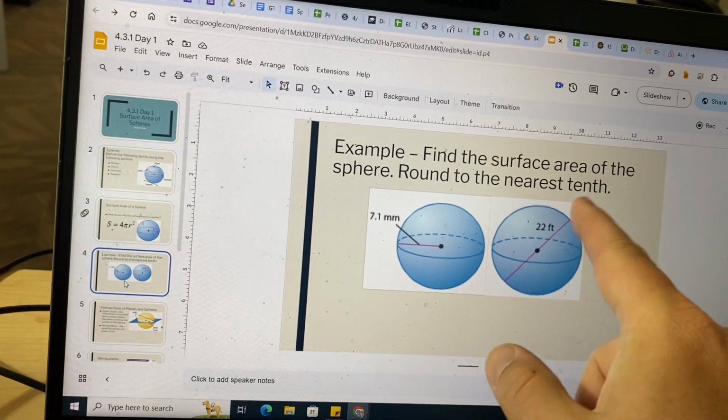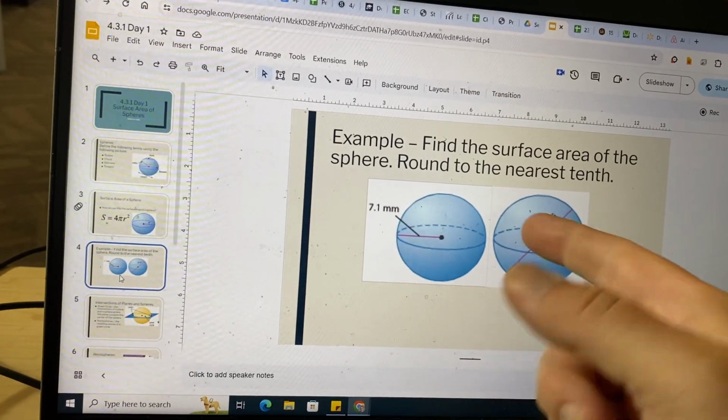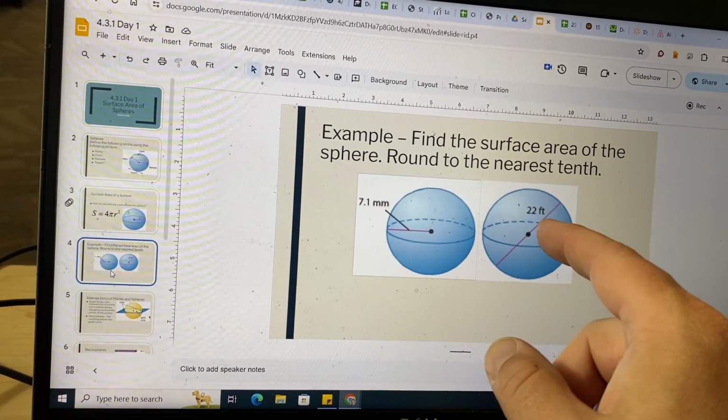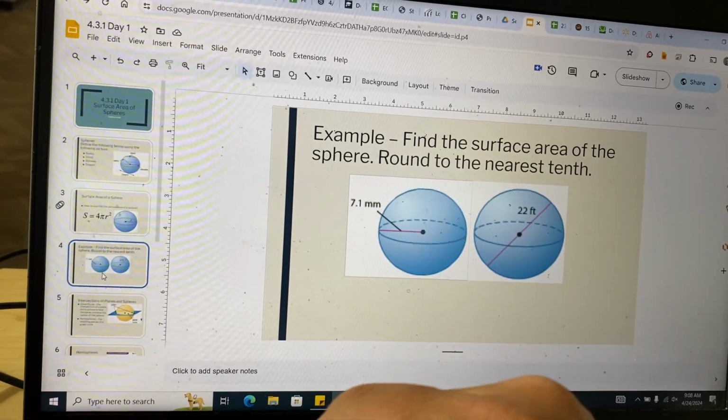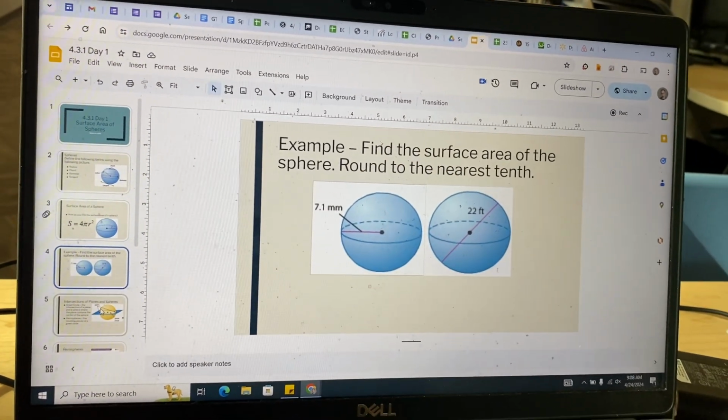On this one, the whole diameter is 22, the radius is going to be 11, so you take 11 squared times pi and then multiply that by 4. That's going to give you your surface area.